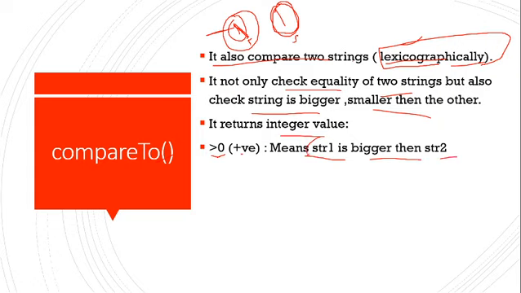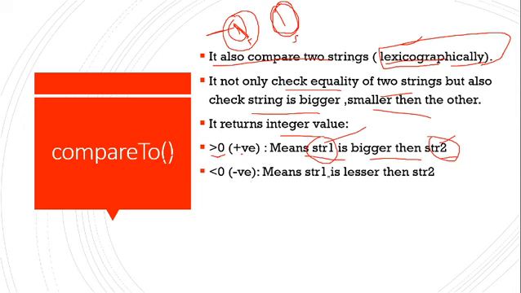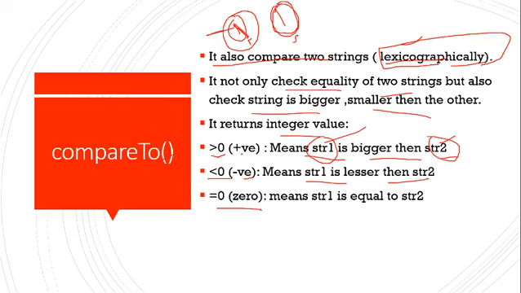If you are comparing str1 with str2 and it returns greater than 0, it means str1 is greater than str2. If it returns a negative value, it means str1 is lesser than str2. And if it returns 0, it means str1 is equal to str2, that's why it returns 0.